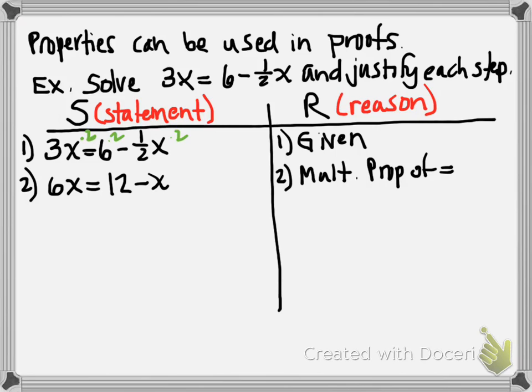Alright, next, what do I want to do? I want to get all my variables together on the left. In order to do that, going back, I'm showing you, you do not need to show this, I would add x to both sides. Again, in geometry, we don't show the green parts, we only show the results of the green parts. So by adding x to both sides, now my equation is 7x equals 12. And what allowed me to get 7x equals 12 is the addition property of equality.